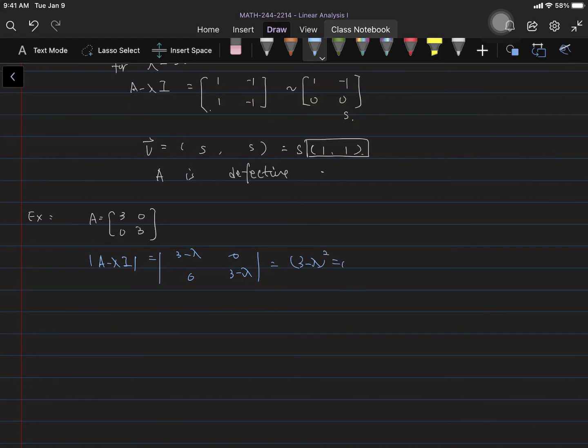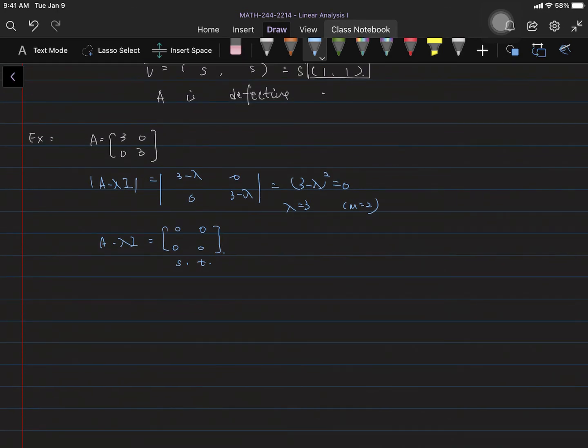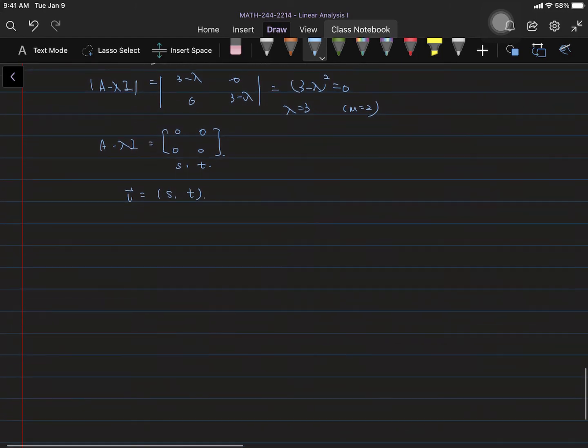Very easy to solve for lambda equals 3, multiplicity equals 2, and plug in: A minus lambda I is 0, 0, 0, 0. Interesting, right? So what's the meaning of that one? Means both components are free variables. v1, v2 both are free. So in this case, the vector can be s and t. And we don't write it this way, we write it this way, because we want to find the number of independent vectors. So we write 1, 0, 0, 1.